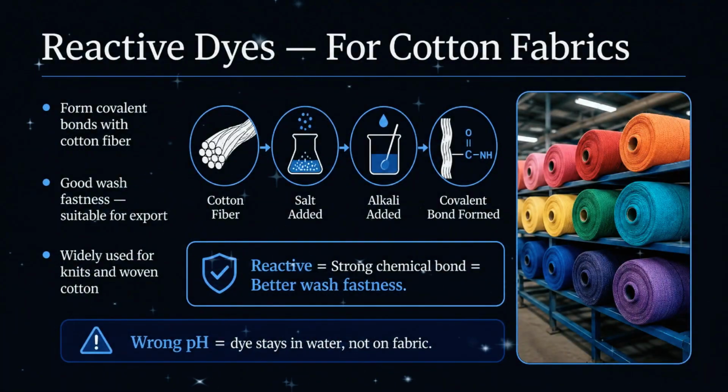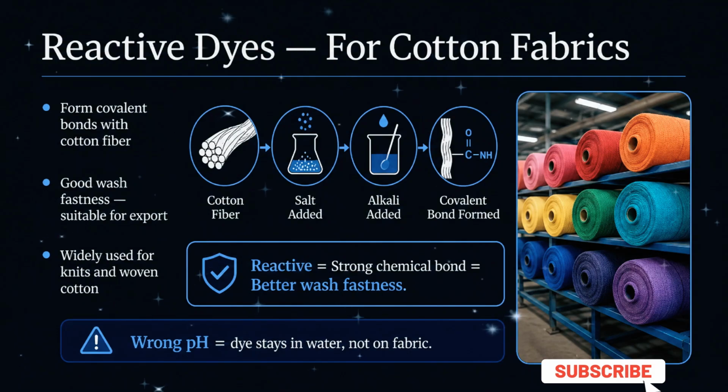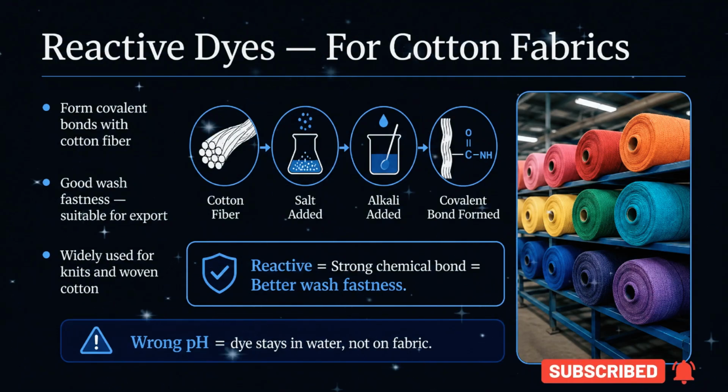Reactive dyes are widely used for cotton fabrics. They form strong covalent bonds with the cotton fiber, which results in good wash fastness. The process involves adding salt and alkali to create the covalent bond. A wrong pH can prevent the dye from fixing onto the fabric.